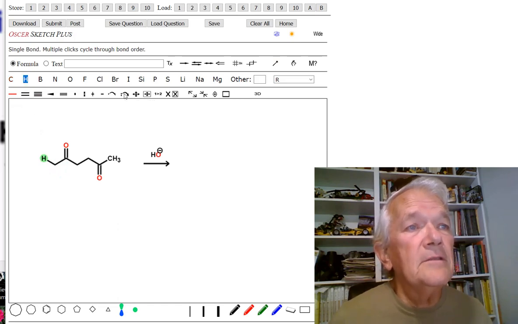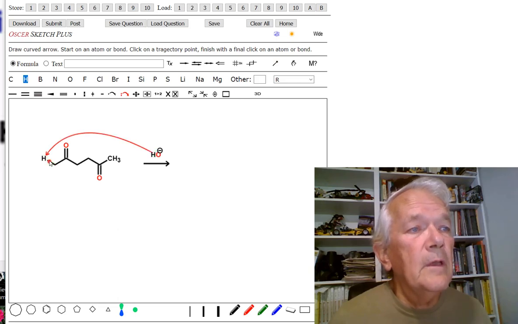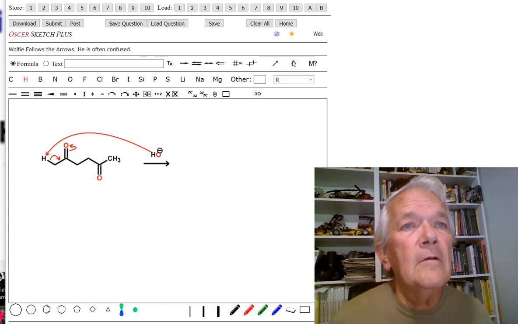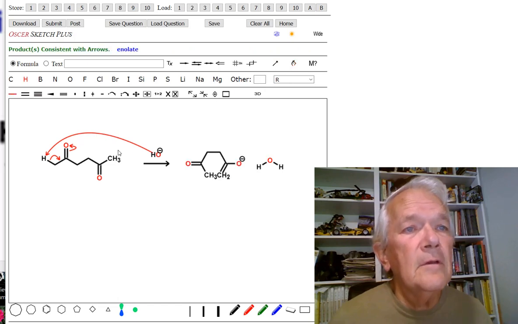So let's draw our initial enolate. And out onto the carbonyl. It didn't take. Guess I didn't click it. There's our enolate. Now let it attack the carbonyl. There we go. Need a reaction arrow.